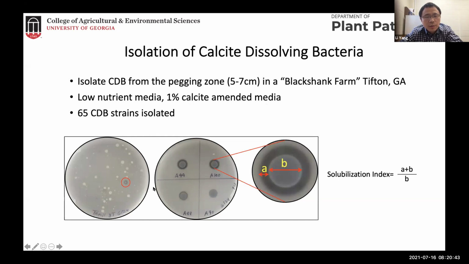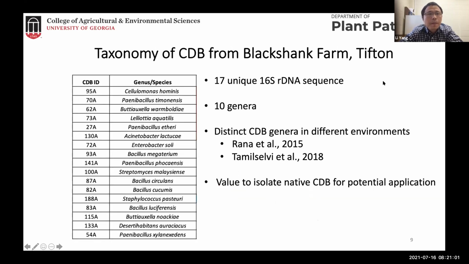isolated from the plate. We assigned a solubilization index to each CDB. A higher solubilization index on the plate means this bacterial strain has a higher ability to dissolve calcite. We further sequenced the 16S rDNA of all 64 strains, identified 17 unique 16S rDNA sequences, and grouped these CDB into 10 genera.